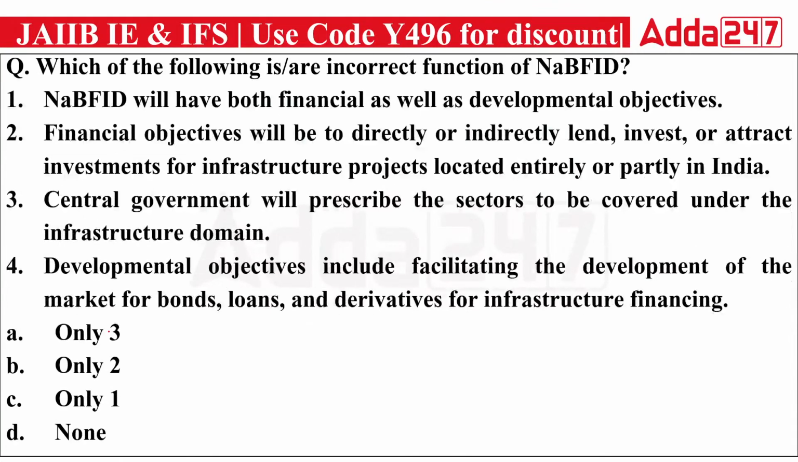All are correct. Which of the following is an incorrect function of NAFID? First is saying NAFID will have both financial as well as developmental objectives. Second is saying financial objectives will be to directly or indirectly lend, invest, or attract the investment for infrastructure projects which are located entirely or partially in India. Third, central government will prescribe the sectors to be covered under the infrastructure. Fourth, developmental objectives include facilitating development of the market for bonds. You have to answer which of the following is an incorrect function of NAFID. A, B, C, or D.